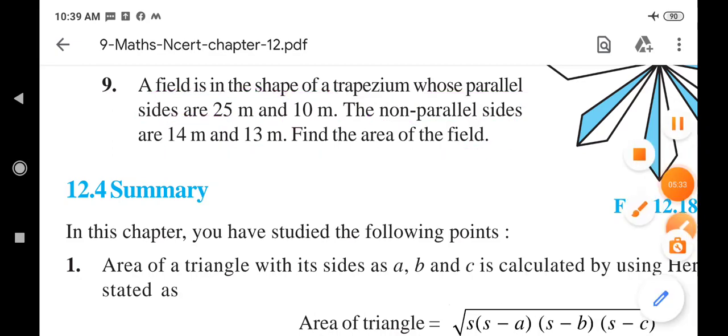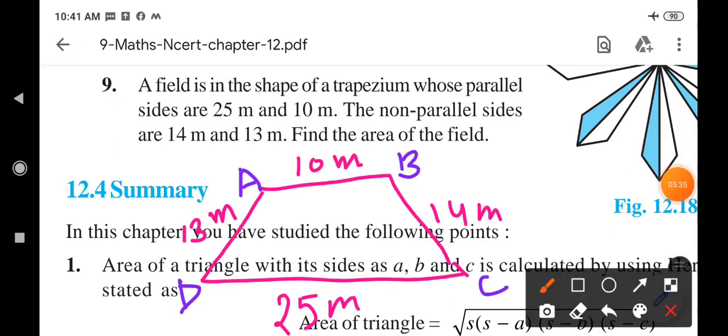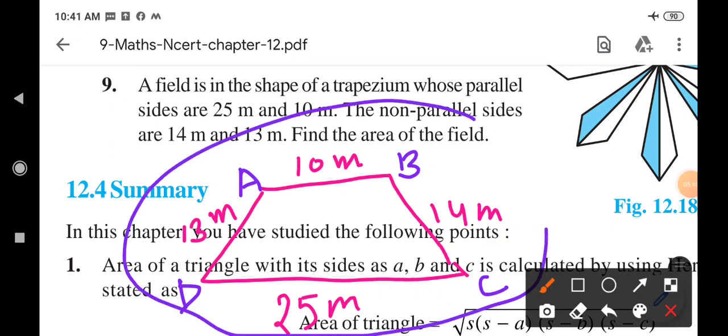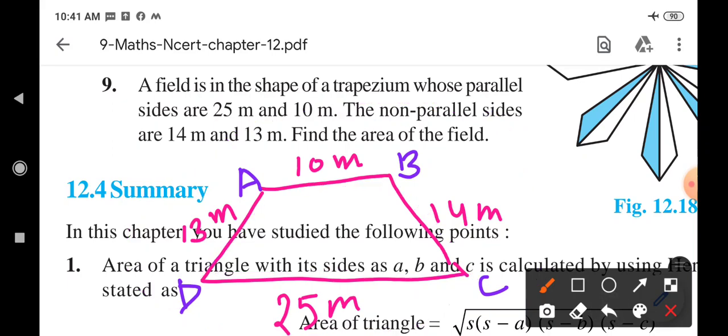First you will make the figure of the trapezium. You can see that I have made the figure for you, in which I have made a trapezium. In this trapezium, you can see that there are two parallel sides, which are 10 centimeter and 25 centimeter, and there are non-parallel sides which are 13 centimeter and 14 centimeter. Now what we will do? We will do a construction, and in this construction we will draw a line which is parallel to AD. The line will be BE, we can give this name as BE.